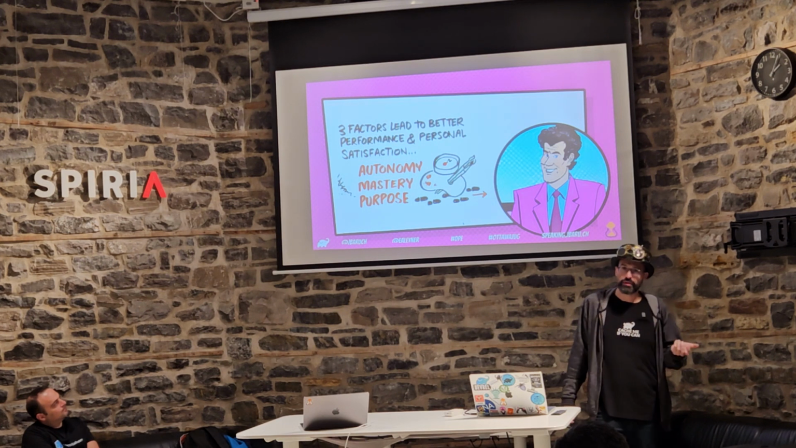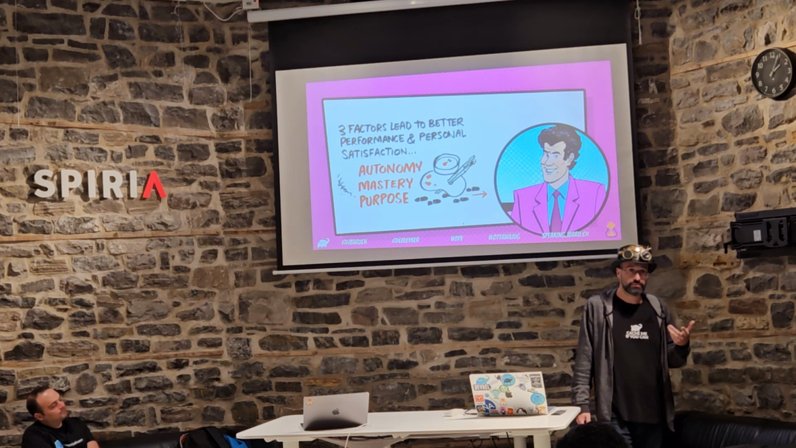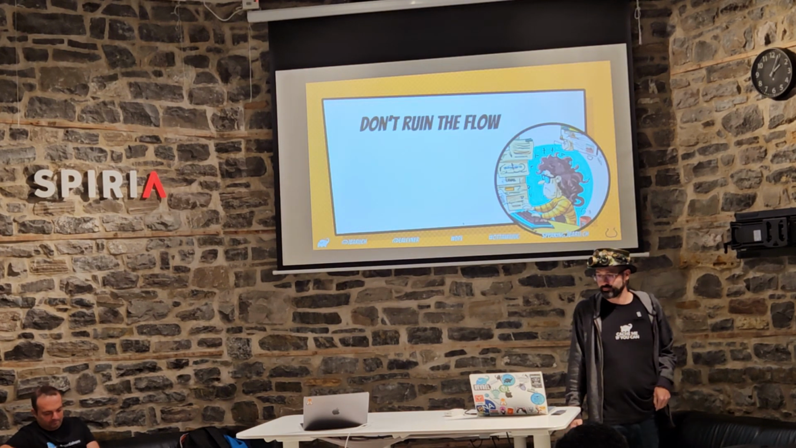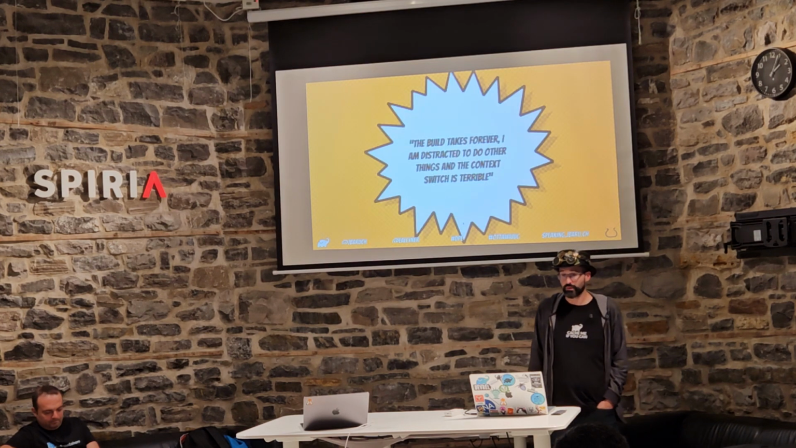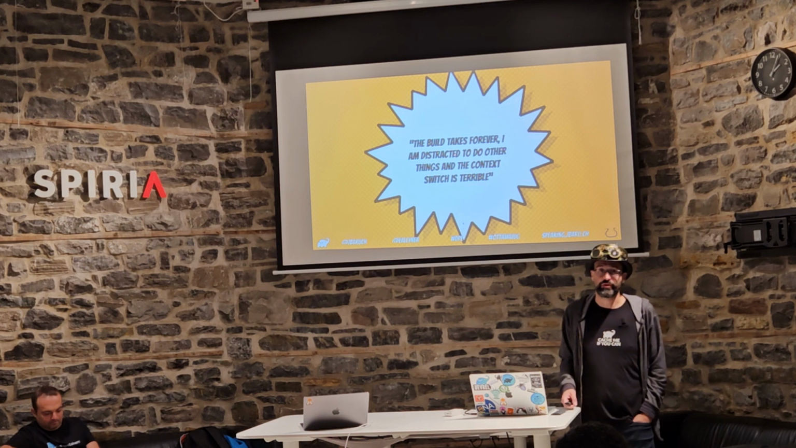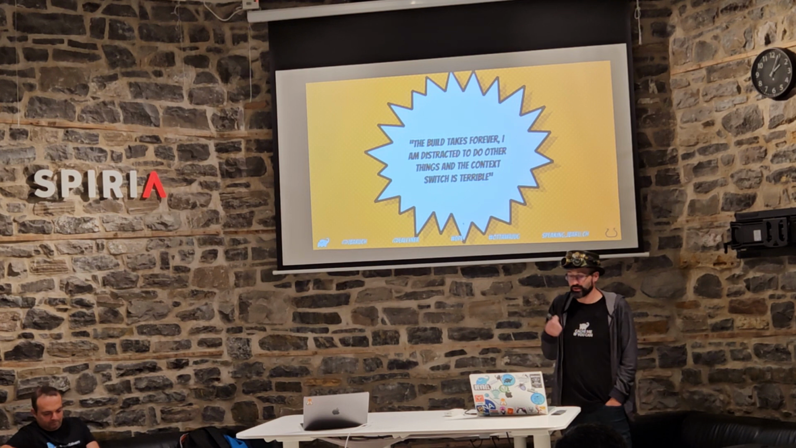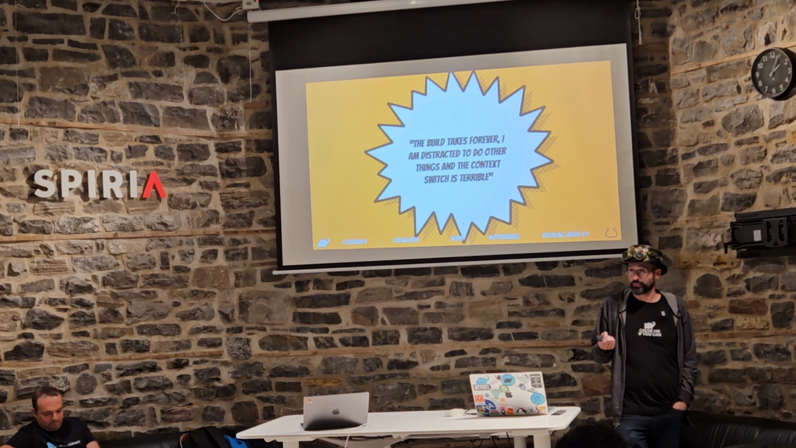So when you think about how you behave in your daily life as a developer, you will actually find a lot of those 3 aspects when it comes to correlation with satisfaction. A couple of examples. When you're a developer, you're in the flow, and your flow is ruined. For example, your build takes forever, and you're distracted to do other things, and then you need to come back to it, and the context switch is terrible, it ruins your flow, and it actually hurts your mastery, right?